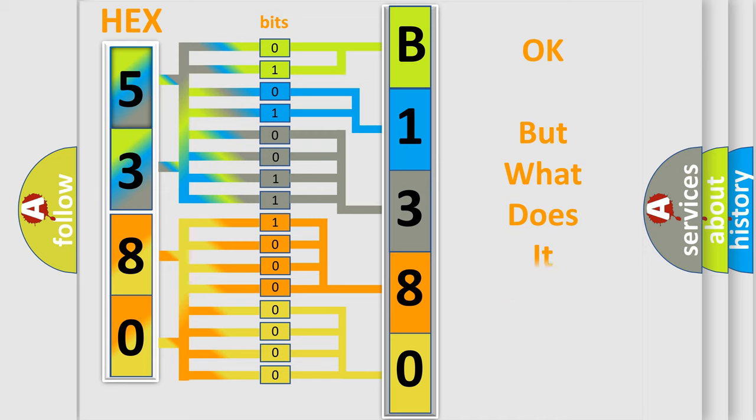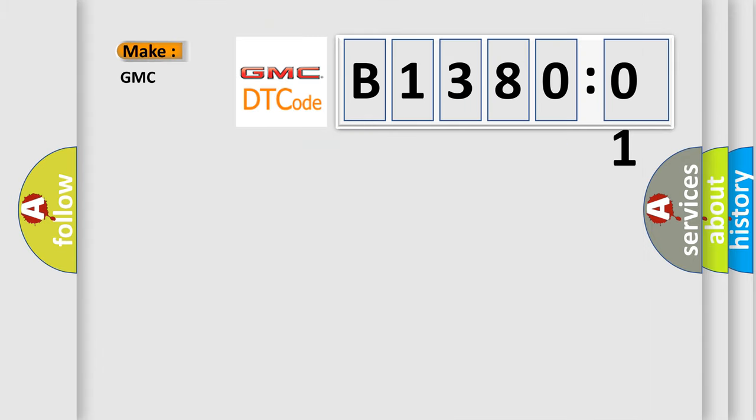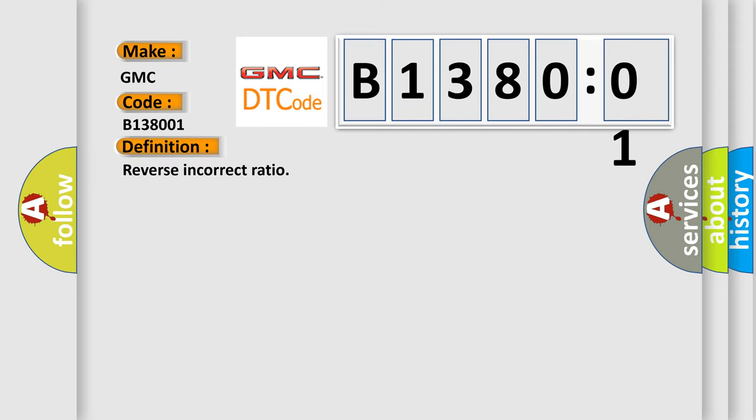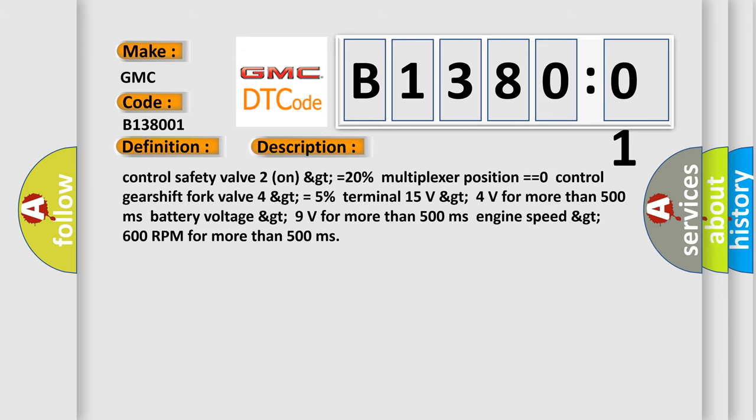The number itself does not make sense to us if we cannot assign information to what it actually expresses. So, what does the Diagnostic Trouble Code B1380-01 interpret specifically for GMC car manufacturers? The basic definition is reverse incorrect ratio. And now this is a short description of this DTC code.